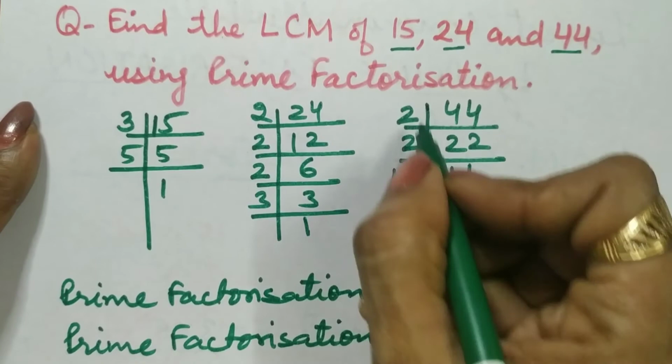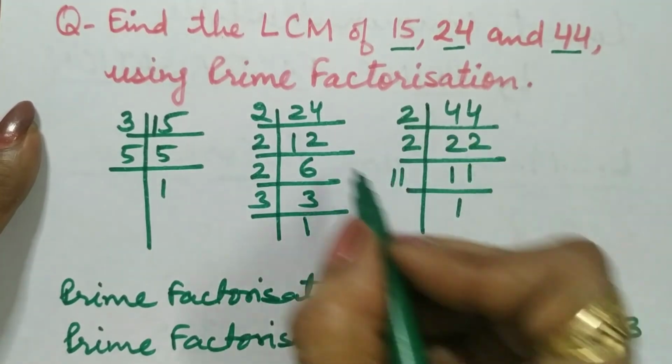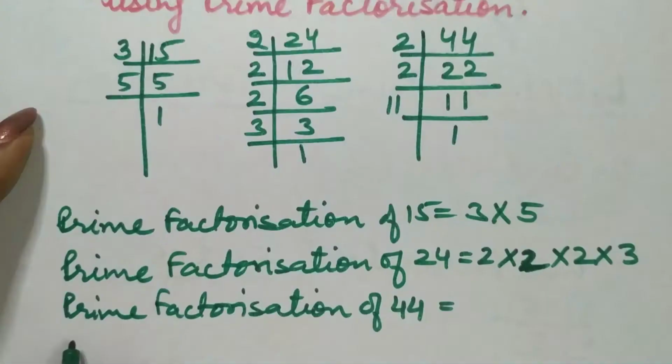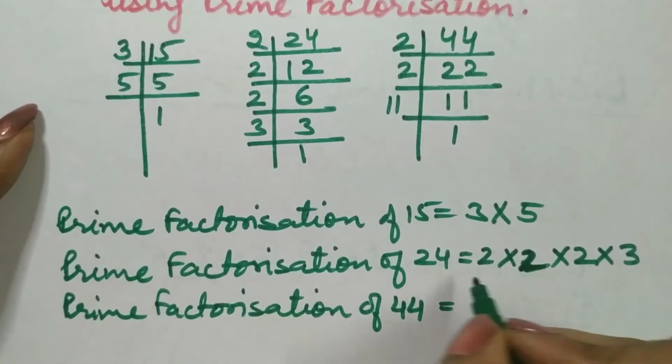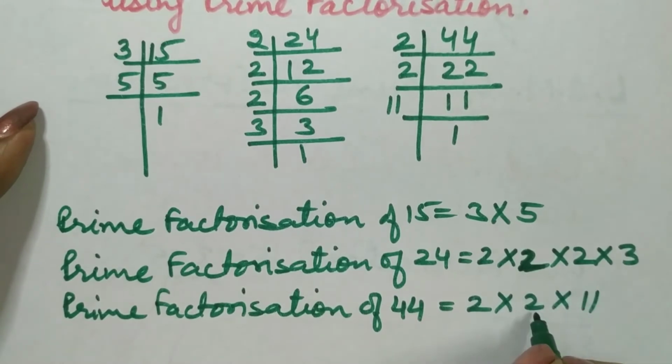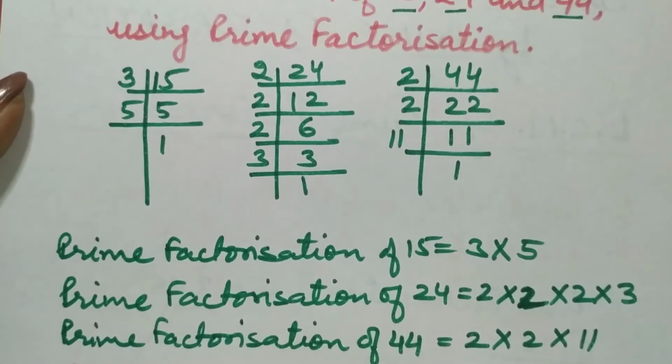11 1s are 11. All these numbers are prime numbers. The prime factorization of 44 is 2 into 2 into 11. That is 2 2s are 4, 4 11s are 44. Now by this we have completed our first step.